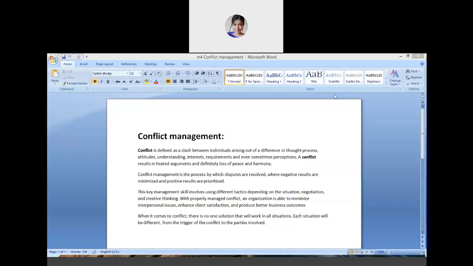When there's a clash between two individuals, when there's a problem between two individuals, when there's an argument between two individuals, that is what conflict is. When you disagree with something or when you argue with someone, that is what conflict is.